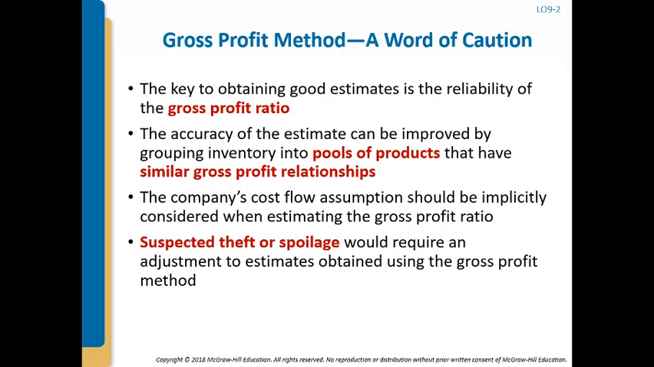And they point out the fact that, doing this, you don't take into account such things as theft or spoilage. It's assumed that whatever is left after subtracting cost of goods sold from cost of goods available for sale is in ending inventory, and that may not be true if you have a material amount of theft or spoilage or both.